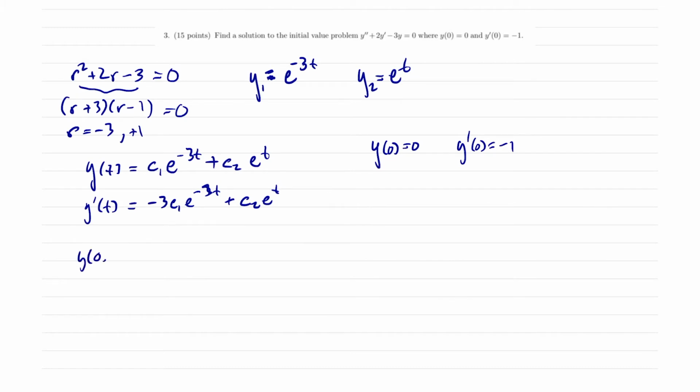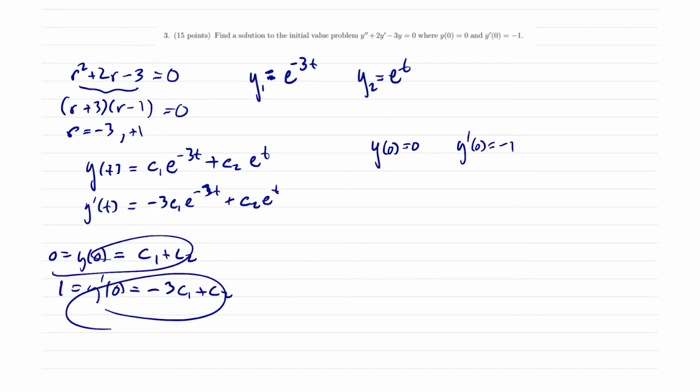So y of 0 should be equal to 0, and that is going to be just c1 plus c2, and y prime of 0 should be equal to 1, and this is going to be minus 3 times c1 plus c2. Okay, so we can go ahead and quickly solve this. If we take this equation and we subtract this equation, we get something that we can deal with.